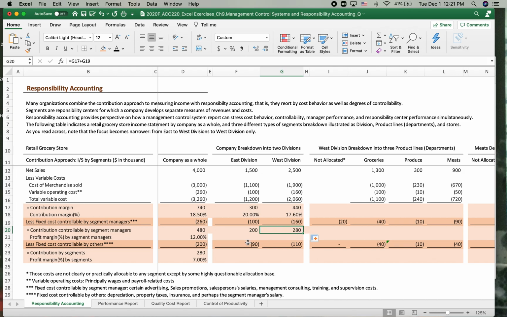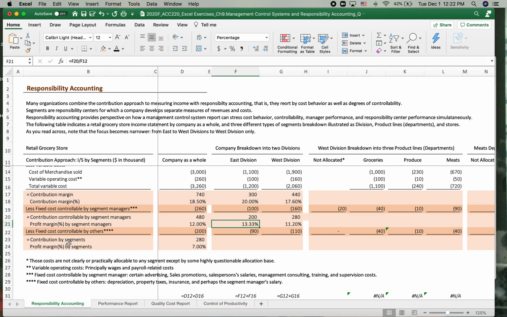This 280, the West division is higher. But what about the margin percentage? The percentage margin is lower, only 11.2%, which is lower than the East division. So if we want to compare these two segment managers, we can give more praise and reward to the East division in terms of efficiency and profitability. The West division is a little bit lower, even though they make more contribution.